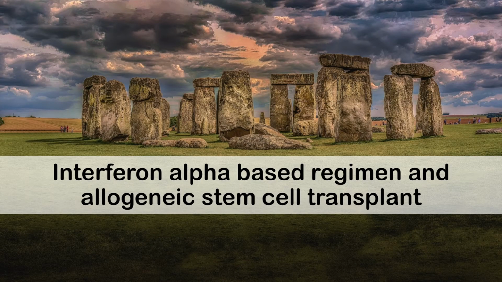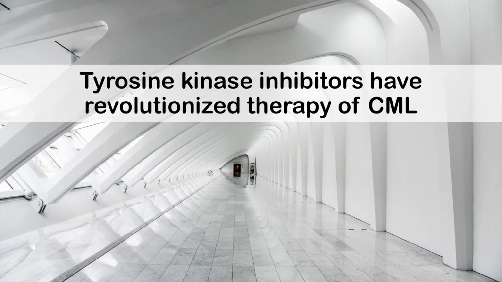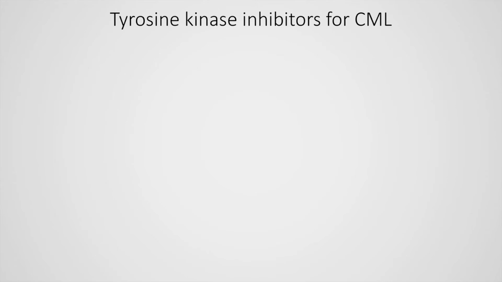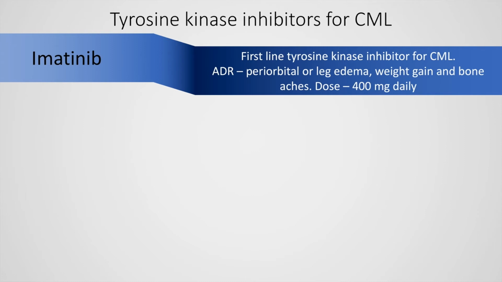The management of chronic myeloid leukemia has undergone a dramatic change since the early 1990s. Initially, our options were interferon alpha and allogeneic stem cell transplant. However, with the introduction of tyrosine kinase inhibitors, there has been a revolution in the management of chronic myeloid leukemia. The tyrosine kinase inhibitors for chronic myeloid leukemia include imatinib, which is the first-line tyrosine kinase inhibitor and can cause periorbital or leg edema as an adverse drug effect. It is given at a dose of 400 milligrams per day.